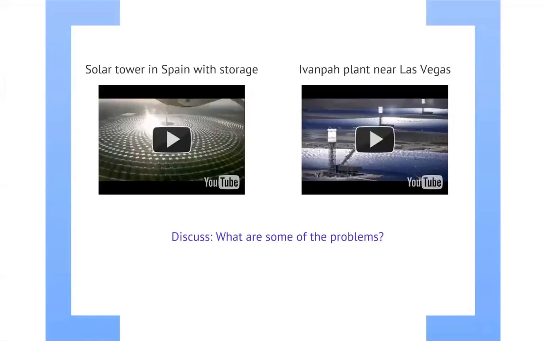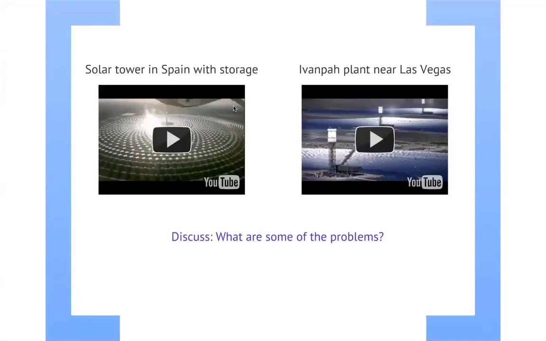So that's why these systems are important, and it's important for us to consider them. So let's first look at the solar tower in Spain. This is a very unique system because it has storage, which means that this is a power plant that can produce full 24-hour electricity.